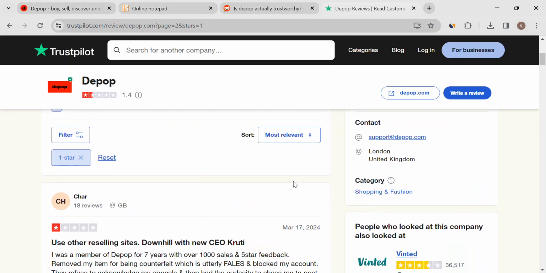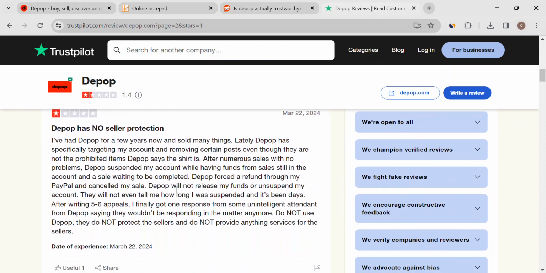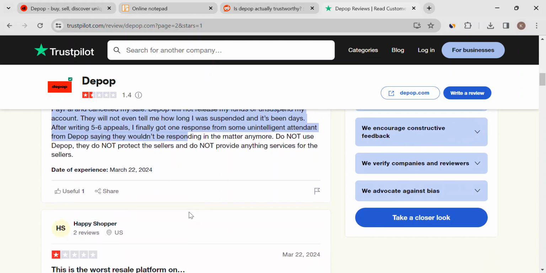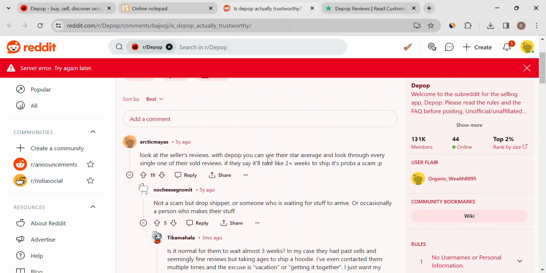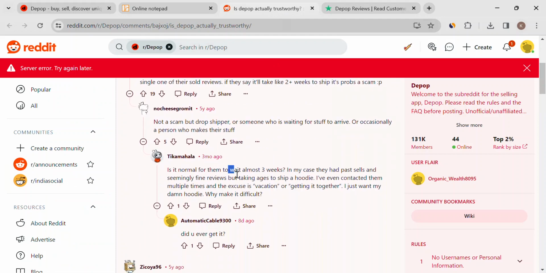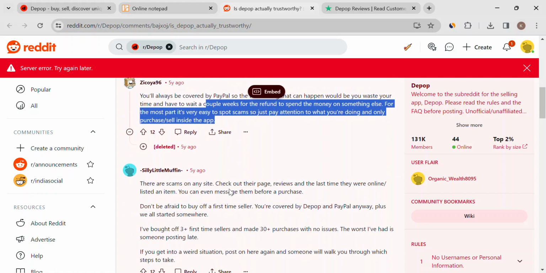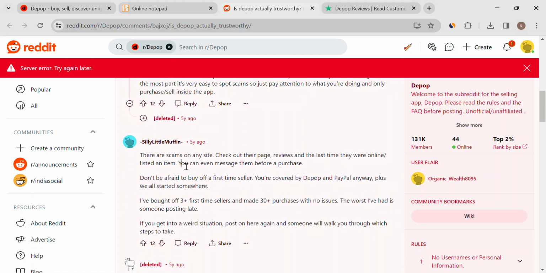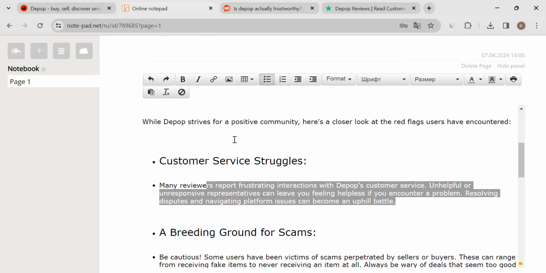Scams can happen on Depop, from fake items to never receiving your purchase at all. Don't get blinded by crazy good deals. Research sellers and be cautious. Buyer beware. Descriptions can be misleading, folks. You might get that totally 80s jacket you dreamed of, only to find it looks more like a potato sack. Read descriptions carefully, zoom in on pics, and ask the seller questions if anything seems unclear.